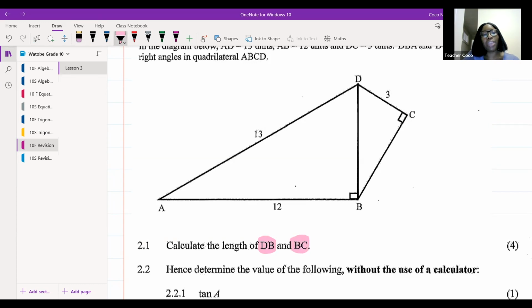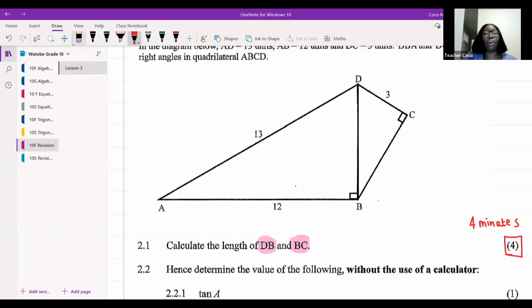Now, the way we measure these things in an exam setting is if this question is worth 4 marks, you've got 4 minutes to complete it. It's a mark a minute. That's the matric standard. So I'm going to give you guys 4 minutes to calculate for DB and to calculate for BC.